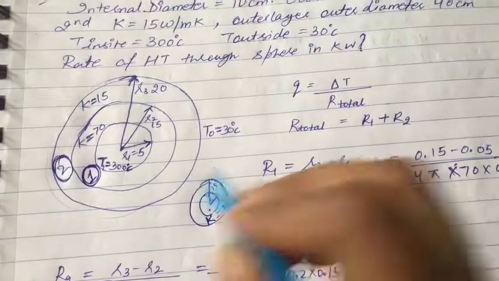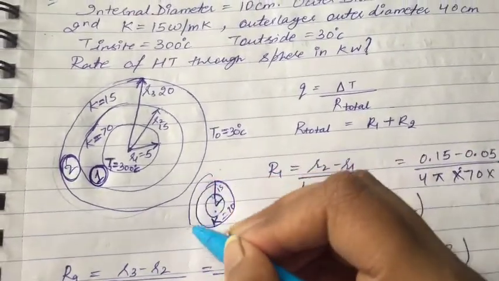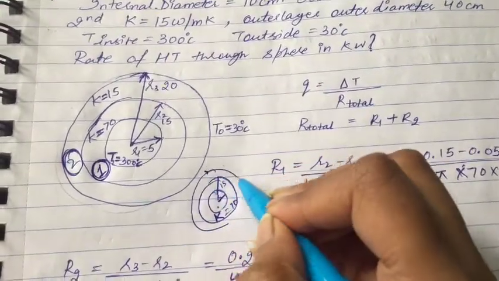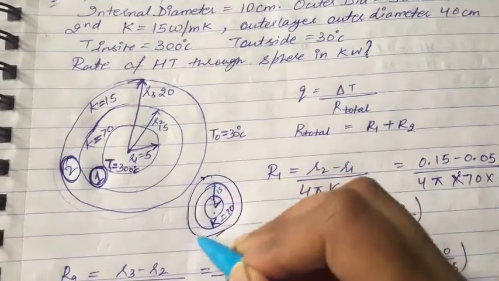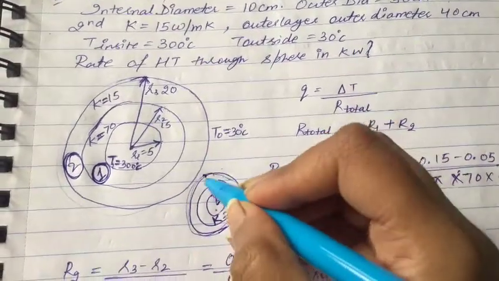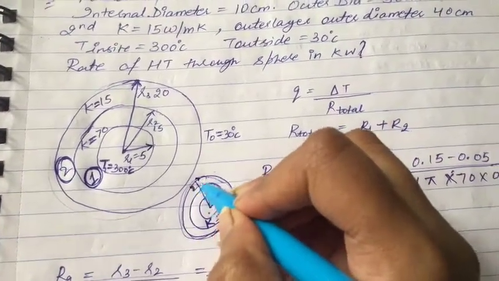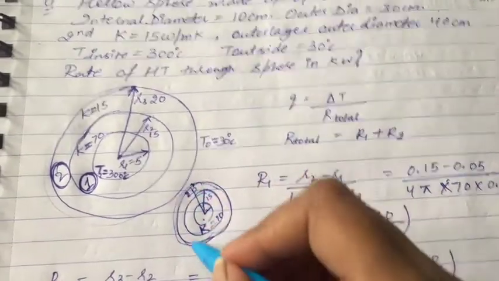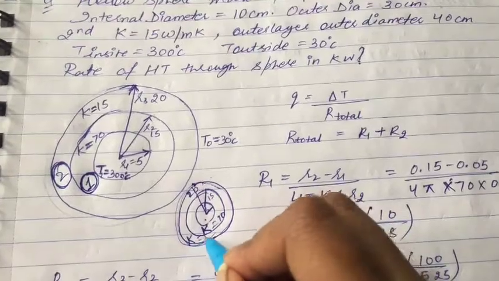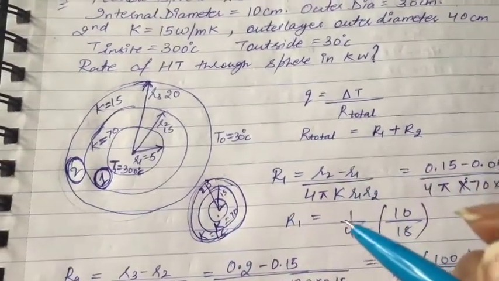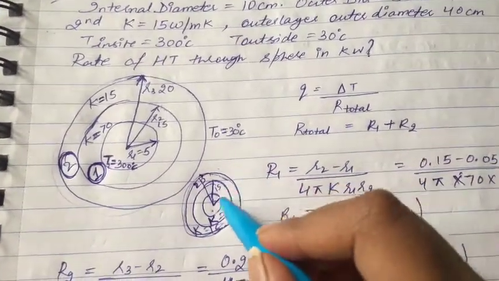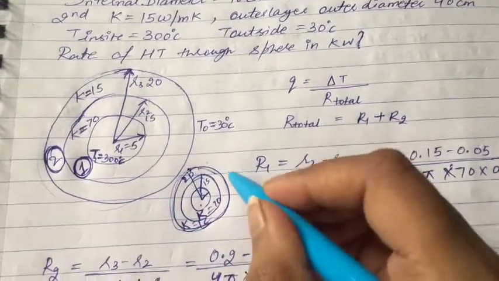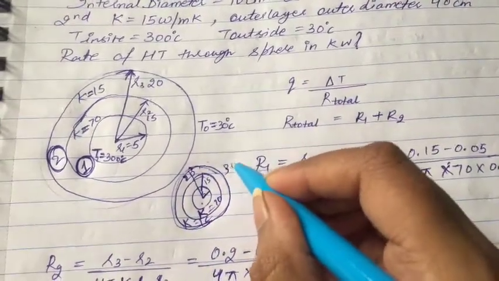Then outside of it another layer is laid out, and the final outer layer has a radius of 20 centimeter, and its K is given as 15, and the temperature outside this whole hollow sphere is 30 degrees Celsius.